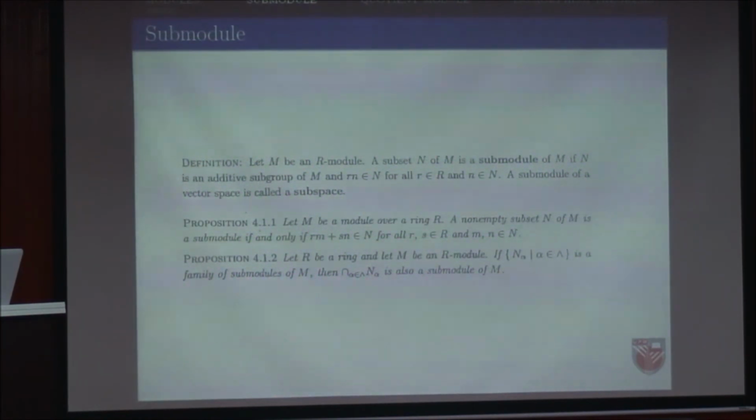Okay, next, let us consider submodules generated by a subset of M. There is a proposition: let R be a ring and M be an R module, and N alpha, where alpha runs over some index set lambda, is a family of submodules of M. Then the intersection of all the elements of this family is a submodule.